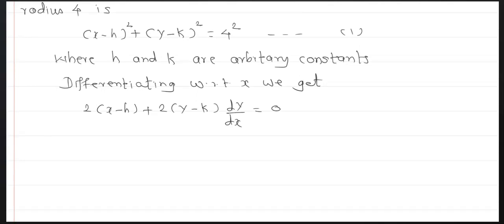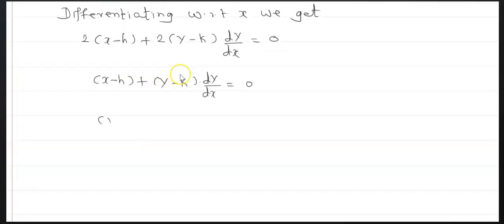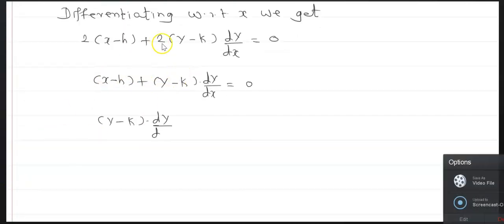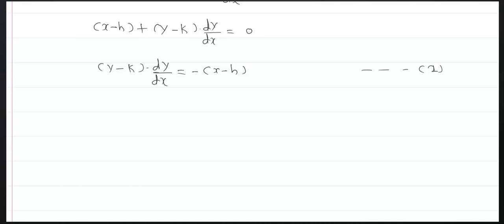Differentiating with respect to x: the derivative of (x minus h) square is 2 times (x minus h). The derivative of (y minus k) square is 2 into (y minus k) into the derivative of y, which is dy by dx, equal to 0. If we simplify it, (y minus k) into dy by dx is equal to minus (x minus h). This is the first.